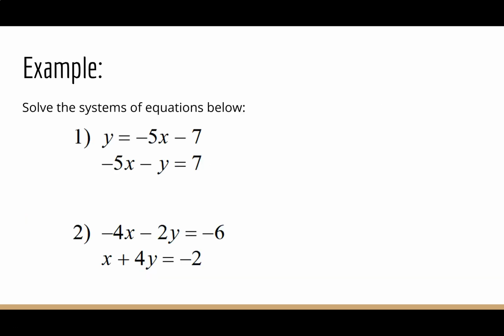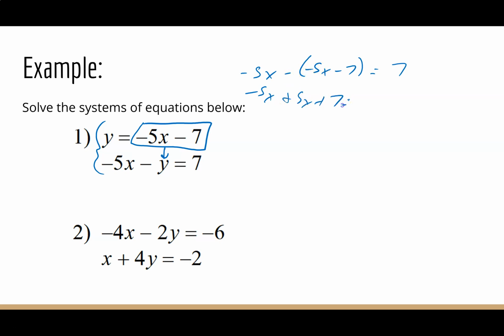So let's check these out. This first one of them is set as y equals. And so what we're going to do is take that entire equation and shove it right there. Substitute it. So negative 5x minus, and then in parentheses, negative 5x minus 7 equals 7. So I've got negative 5x, double negative, plus 5x plus 7 equals 7. Oh, 7 equals 7. What that means is it is an infinite solution problem.